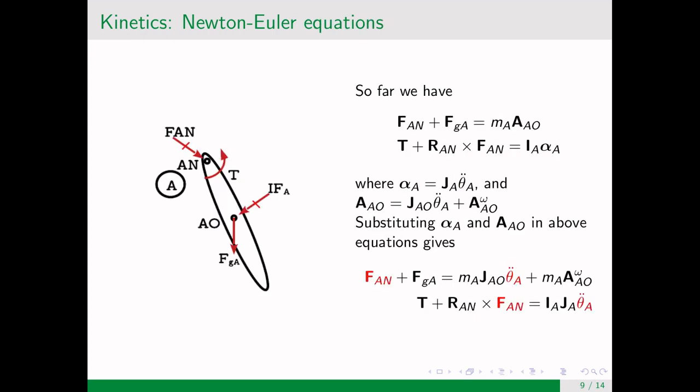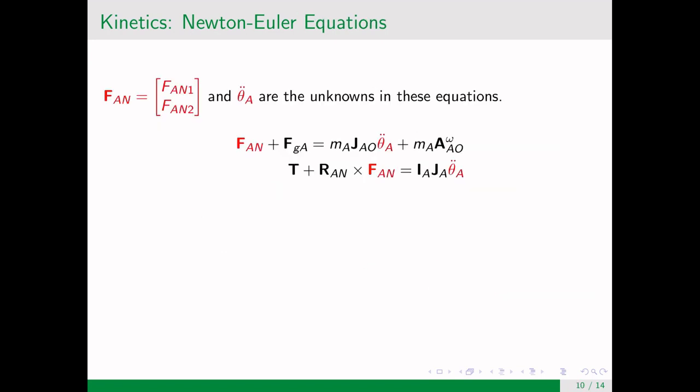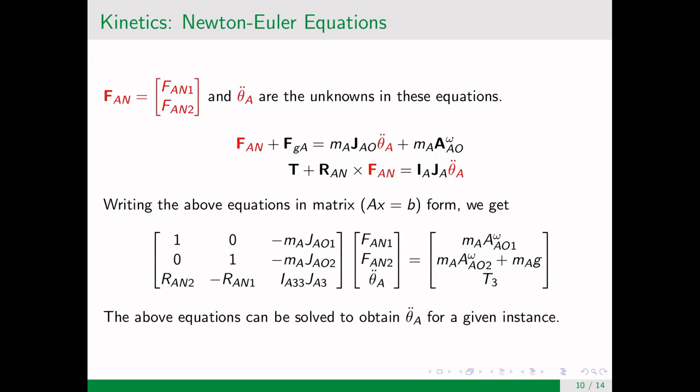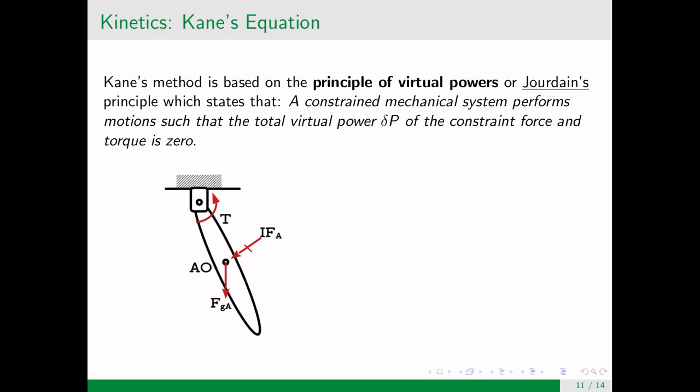The variables in red are the unknowns. Now if you write this in matrix form, A X equal to B, we get this. Everything in the matrix A and in the vector B is known, so this can be solved to obtain theta A double dot. This is using the Newton-Euler equations.